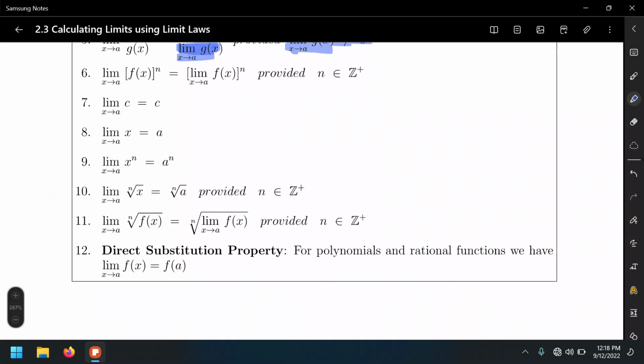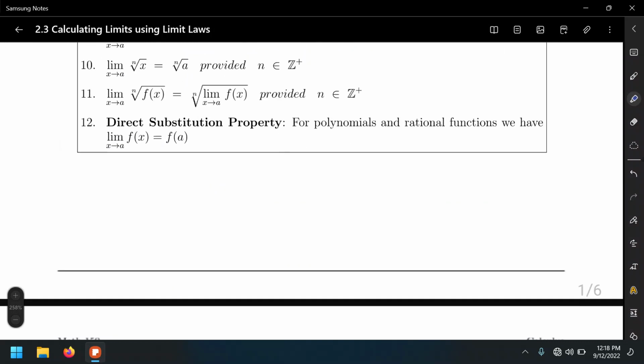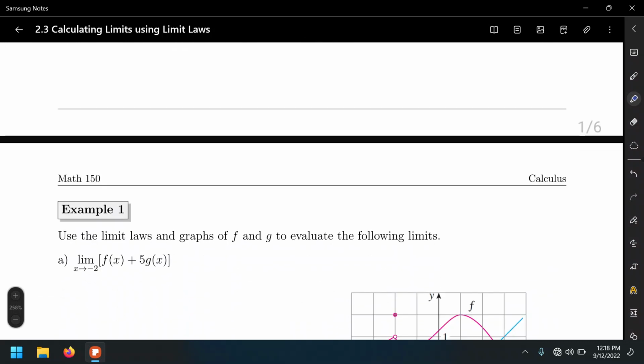In this case, we're no longer going to go through the graph, or in some cases we're going to use the graph, but we're going to use the direct substitution property. So what we're going to do is plug in the value x is approaching, say 2, in the limit, and whatever value we get, that's our limit. Great. Otherwise, we will have to do a bunch of algebra. I was going to say some algebra, but no, it's going to be heavy on the algebra.